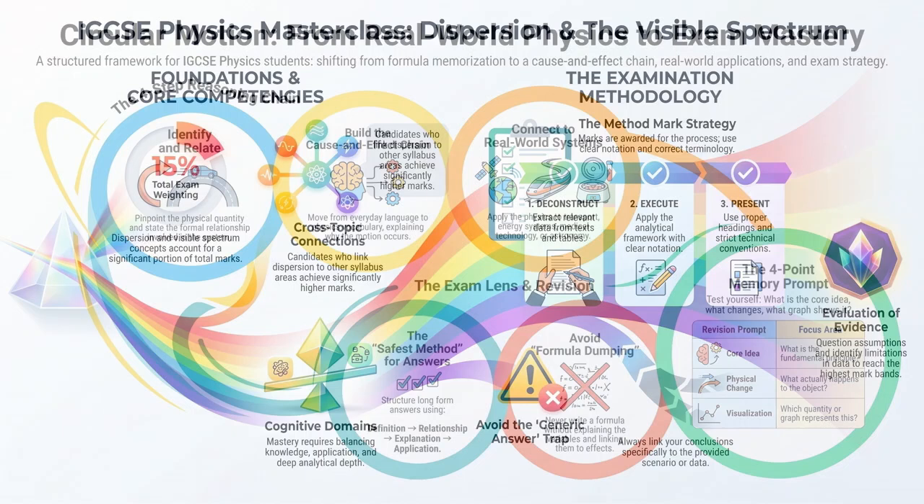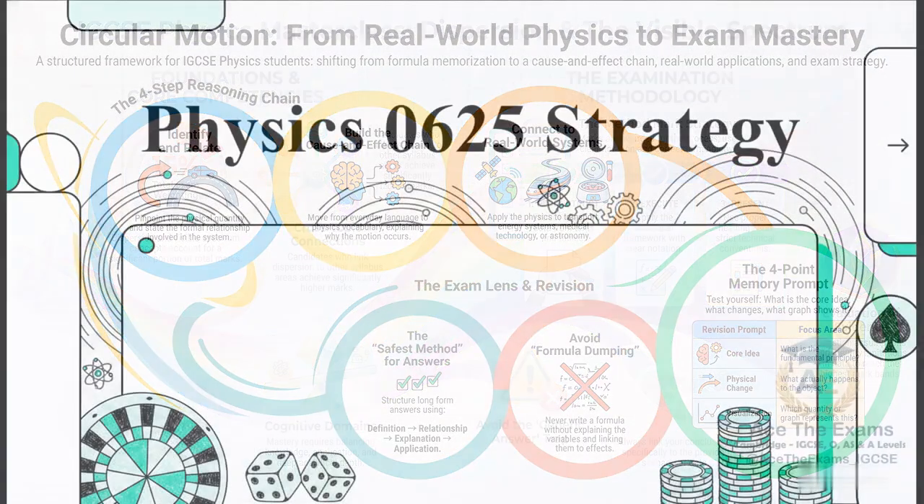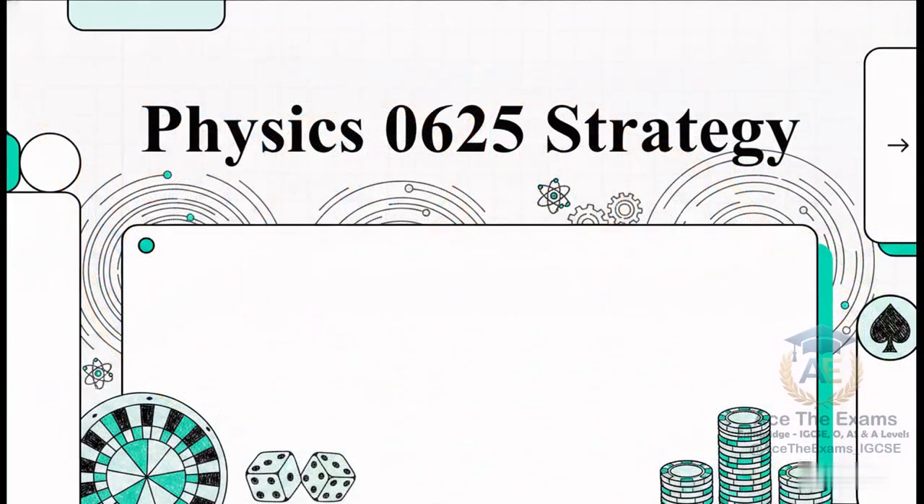Welcome to today's Explainer, where we're going to tackle a topic that literally makes or breaks your final grade. Look, I want you to imagine the Cambridge Physics 0625 exam not just as a standard test of what you've managed to memorize, but as a high-stakes game. Think of it like this.